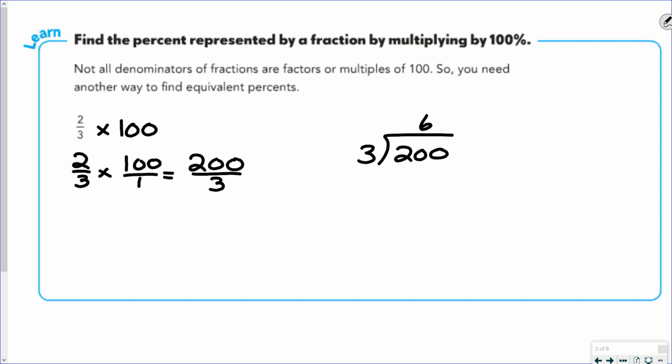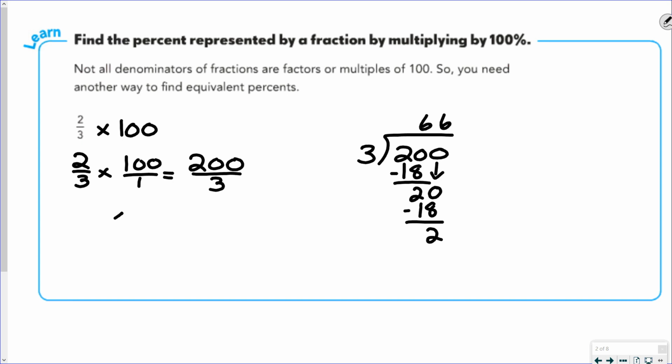3 goes into 20 6 times. 6 times 3 is 18. 20 minus 18 is 2. 3 goes into 20 again 6 times. 6 times 3 is 18. 20 minus 18 is 2. So now we have all the pieces. We just need to put our mixed number together.